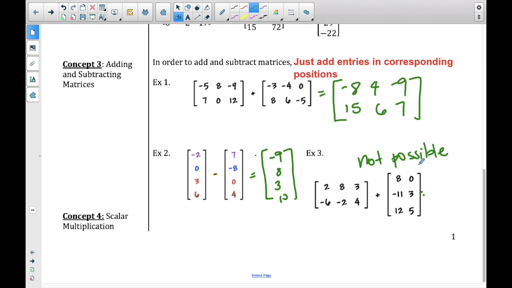Example 3 is not possible, and the reason is they are not the same size. There's no way to add these together if they are not the same size. This one is a 2 by 3, and this one is a 3 by 2, so those aren't the same size. If they don't match up, there's no way to add them. Let's go on to the next page.